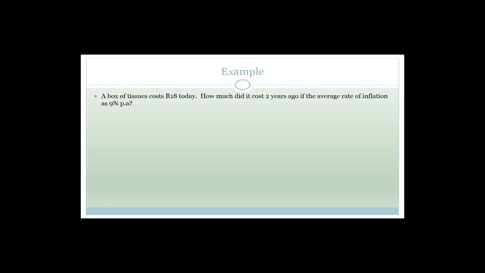Okay, it says a box of tissues costs R18 today. How much did it cost 2 years ago if the average inflation rate was 9%? This time we're still using the compound formula: A is equal to P(1 + i) to the power of n. But this time we want to know how much it cost years ago. So this time we're working out the P, and this is how much it costs today. Why?